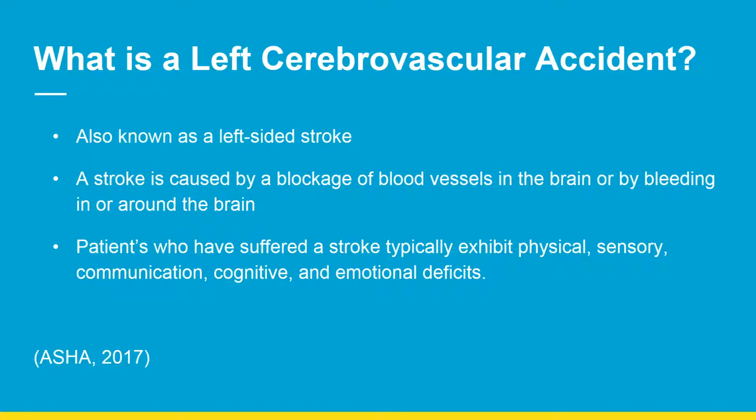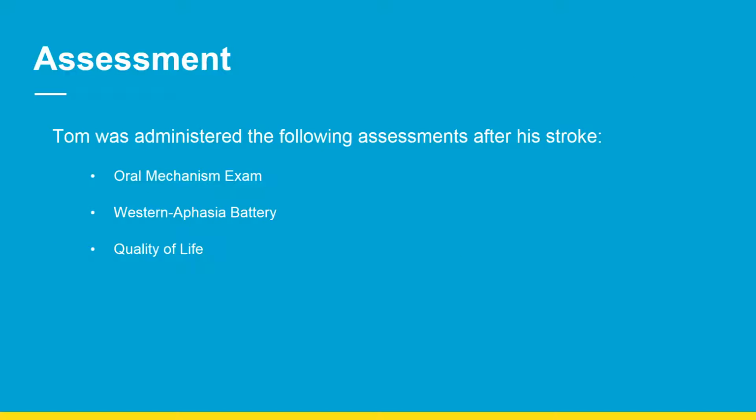A stroke is caused by a blockage of blood vessels in the brain or by bleeding in or around the brain. Patients who suffered a stroke typically exhibit physical, sensory, communication, cognitive, and emotional deficits. Tom was administered the following assessments after his stroke: an oral mech exam, the Western Aphasia Battery, and a quality of life assessment, which assesses the quality of communication the patient exhibits. The assessment looks at the impact of the disorder on relationships, interactions, work, and social life, and overall quality of the patient's life.